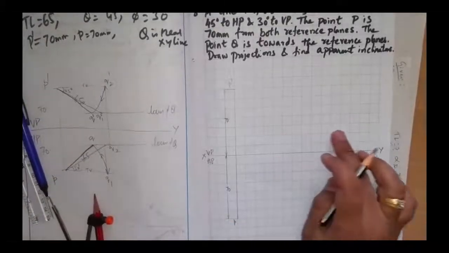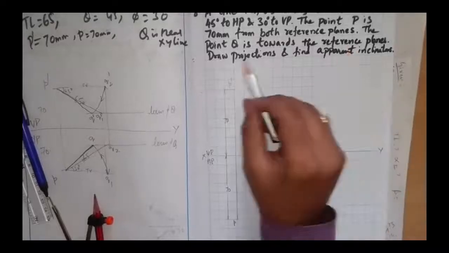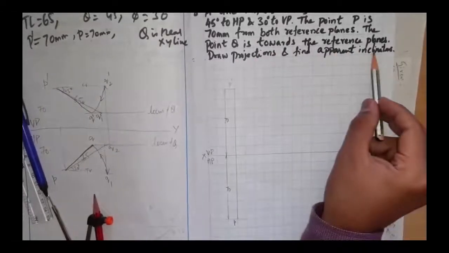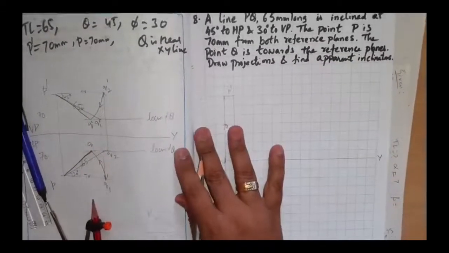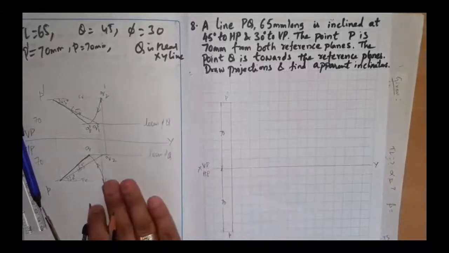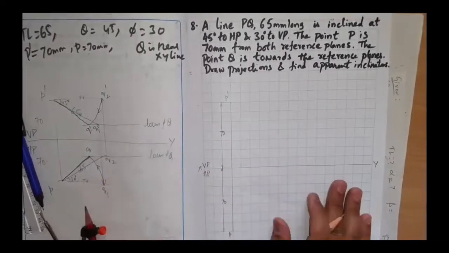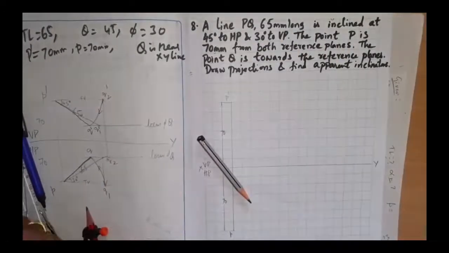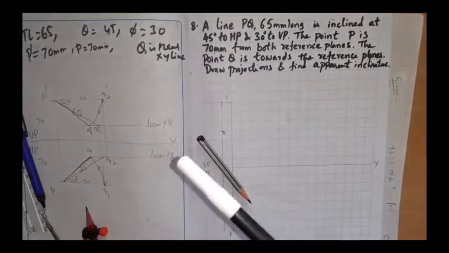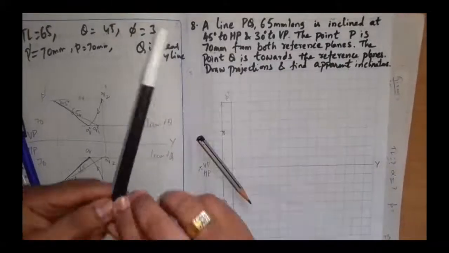Because Q locus is somewhere here, it is clearly given. The Q is towards the reference plane. See, this is the repetition. Please listen again. I'm repeating the same problem again. We are assuming one endpoint P, fixing one endpoint P.